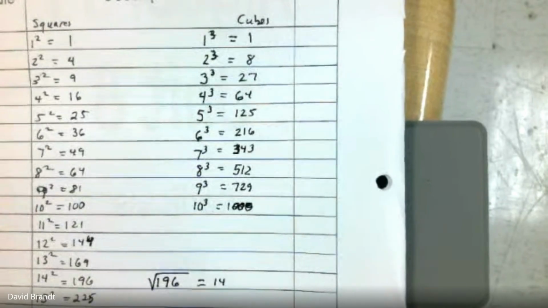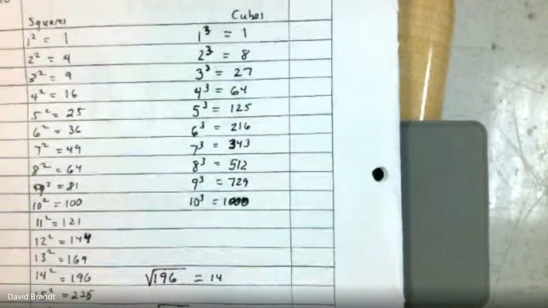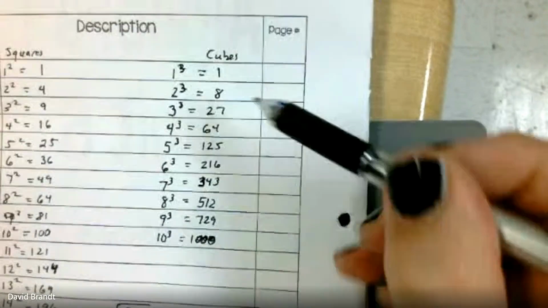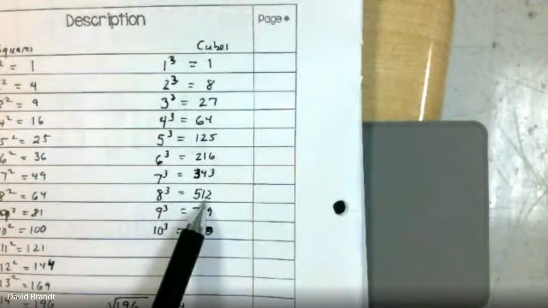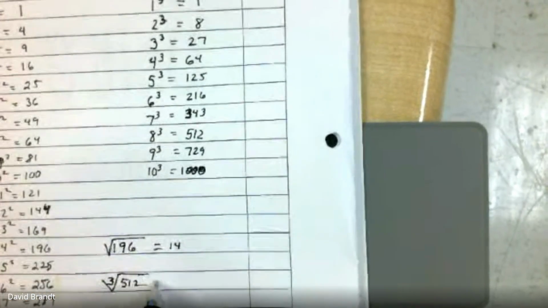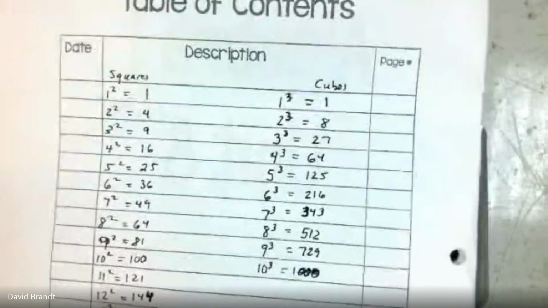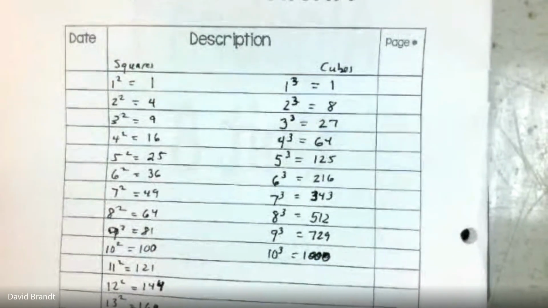What if I asked you, what's the cube root? That's called cube root of 512. You would look down your cubes and find 512. What number cubed gives you 512? The answer is 8. So that's how you would use these in reverse. So those are your perfect squares and your perfect cubes. Well, that's all that we'll need to use in here anyway.